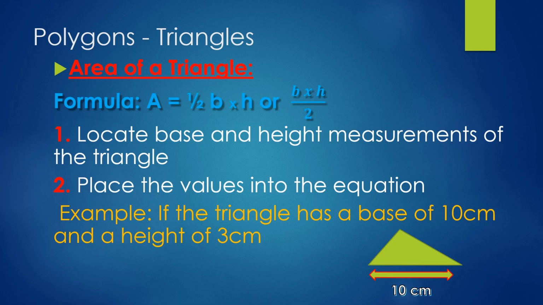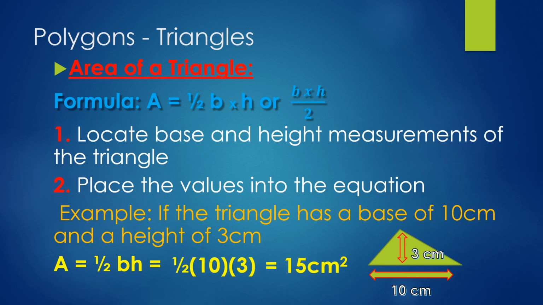the length of the base is 10 centimeters. And the height will be 3 centimeters. That's going to be from the tallest point down to the base. So our formula, area equals 1/2 base times height. So 1/2 times 10 times 3. And that would be 30 divided by 2, which is 15 centimeters squared.